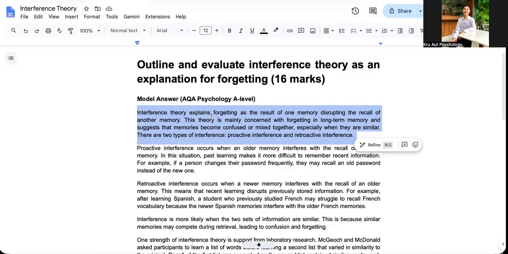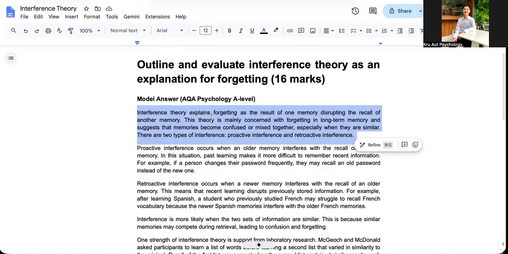In the interference theory, we want to mention what it is overall, and then there are two types of interference, I believe, proactive and retroactive. We want to define what they are, because apart from defining and giving an example, there's really nothing else to talk about. And if that's all done correctly, it should be fairly easy to gain full marks in AO1 in this topic.